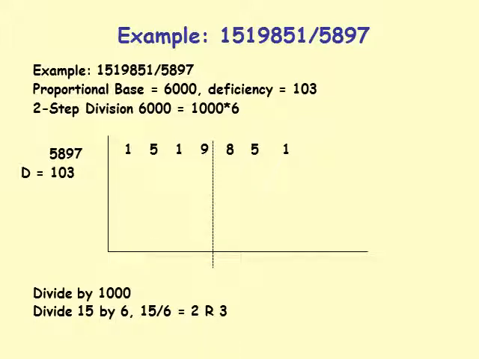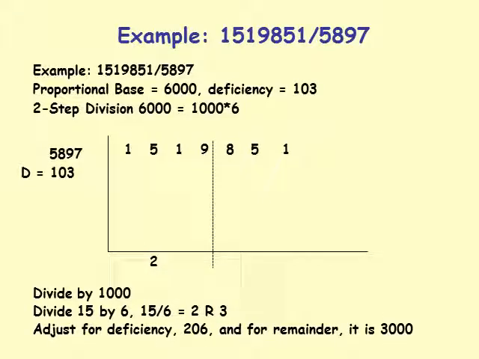Okay, continue. So I have to divide by 6. I choose the first two digits, 15. 15 divided by 6 is 2, remainder 3. So let's write down at least the quotient: we have 2. The remainder is 3, and let's see what the adjustments are. The adjustment for the deficiency is 206. So I got 2 here, 0 here, and 6 here.